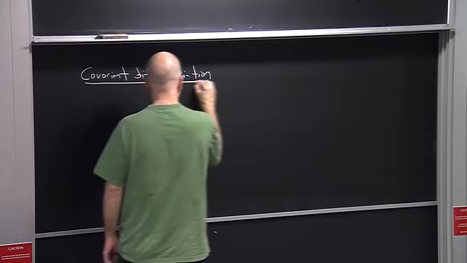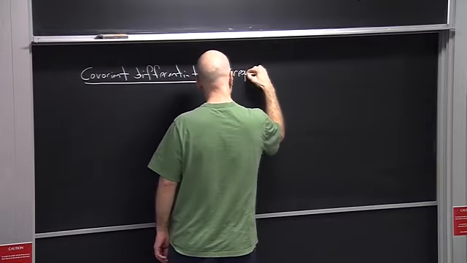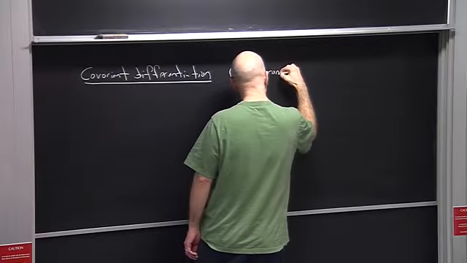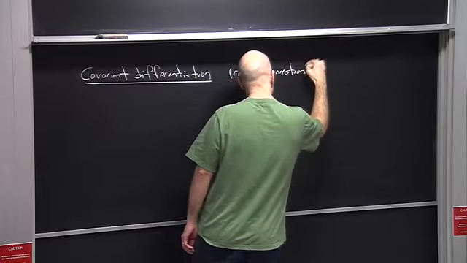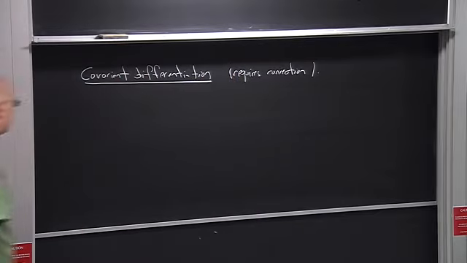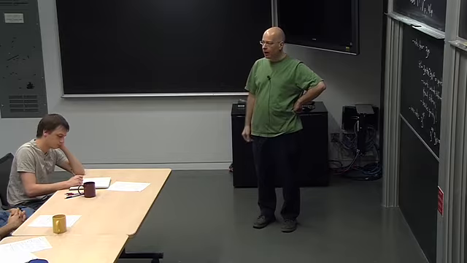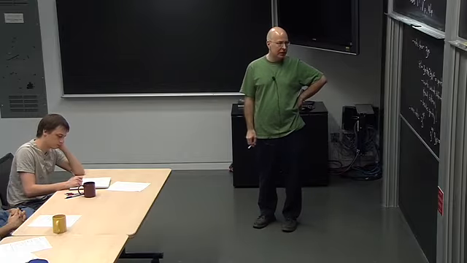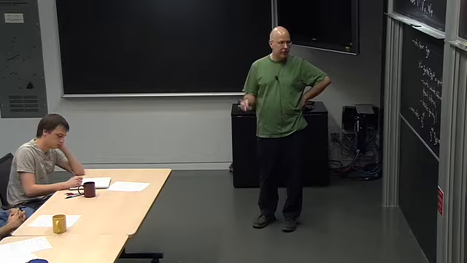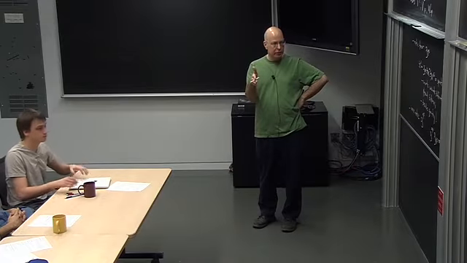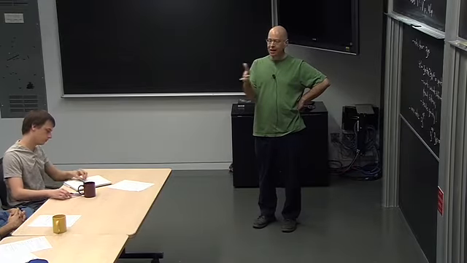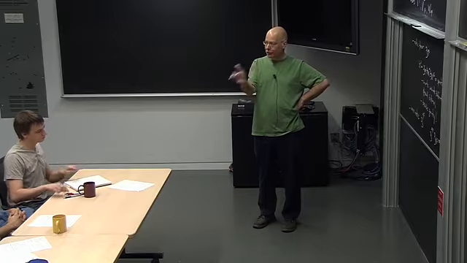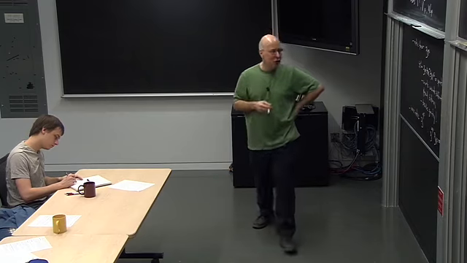Which requires a connection. And here I'm going to first talk about how to differentiate vectors, and then that's easily extendable to other types of tensors, like forms. But I want to distinguish two cases. I don't want to differentiate too many things, so I'll distinguish the cases and differentiate the vectors.